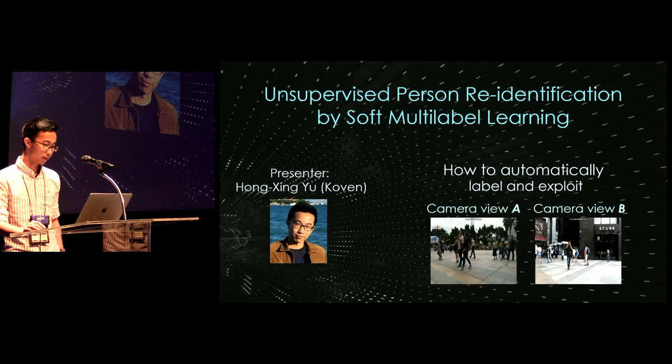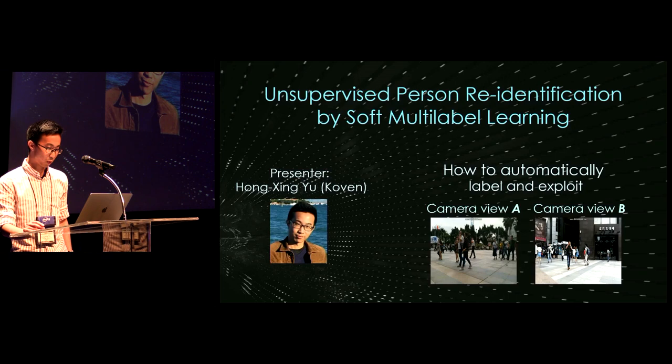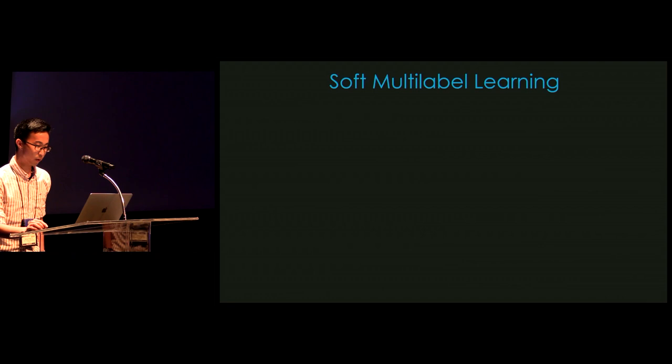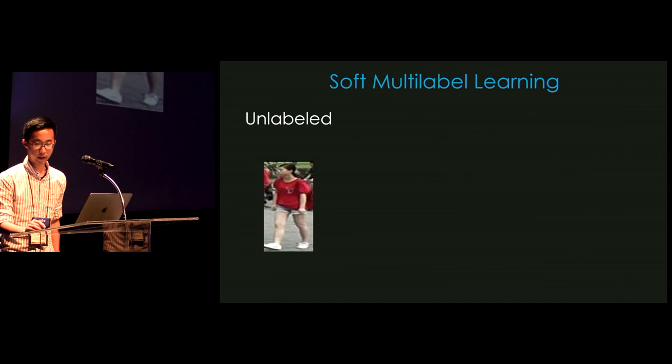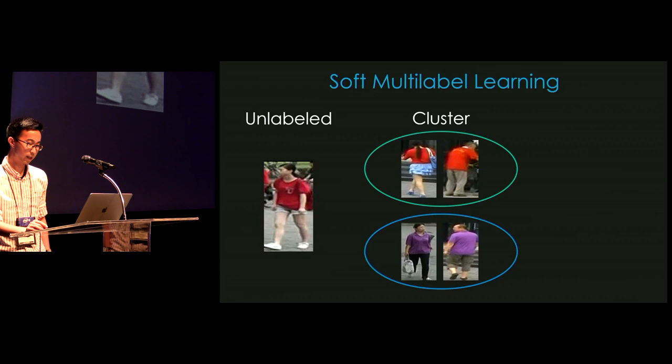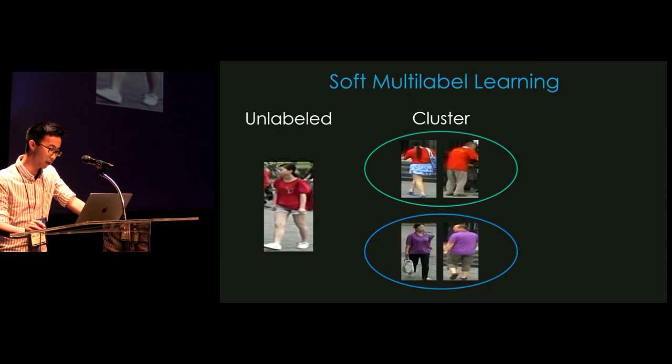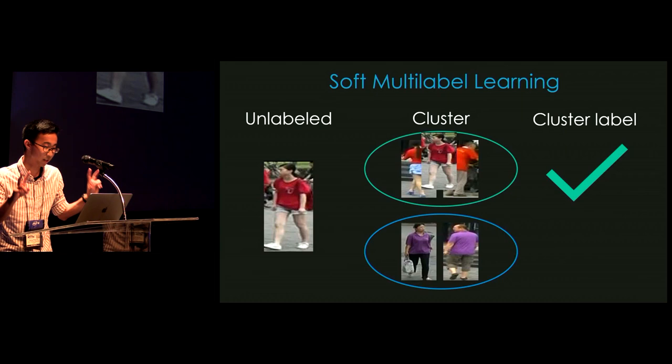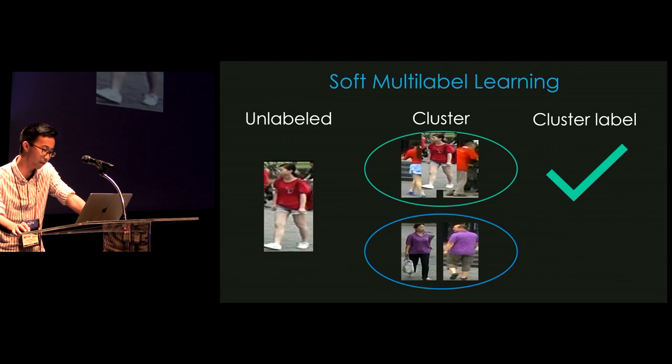Now, let us put this problem simply. Suppose we have an unlabeled person image and we want to automatically label it. A natural idea is to cluster all the unlabeled person images, but the cluster labels are often unreliable on the Re-ID data because there are many visually similar persons. So when we perform clustering, we assign the unlabeled images to a nearest cluster which is formed by some visually similar person images.